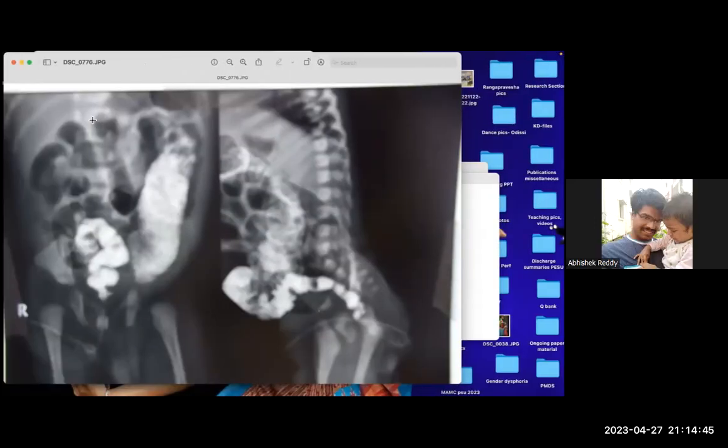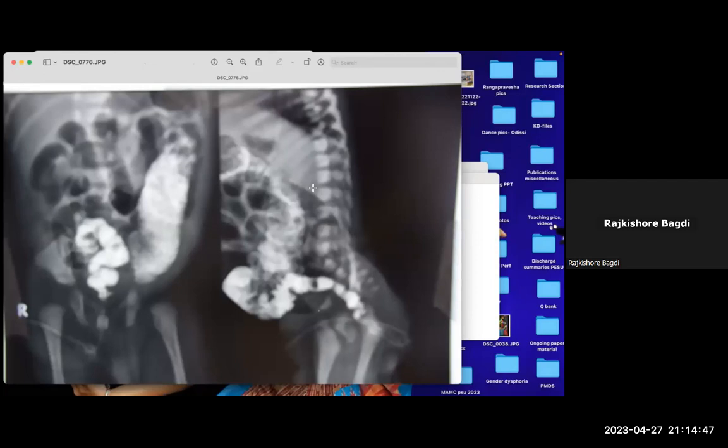Splenic flexure. So you'll see the transverse colon will be dilated. What is the clinical radiological picture in total colonic ganglionosis? There'll be a microcolon, question mark sign, small left colon. Very good, question mark sign.